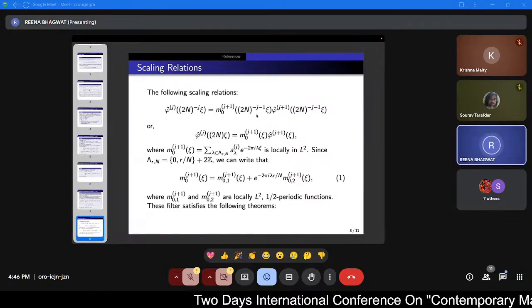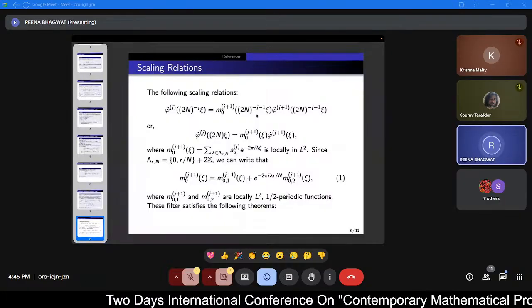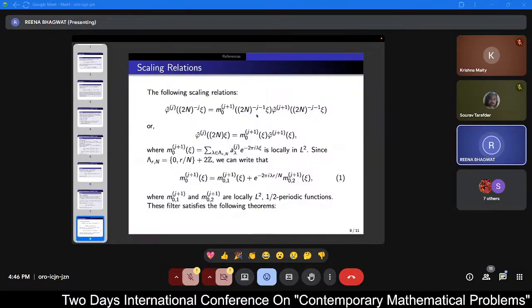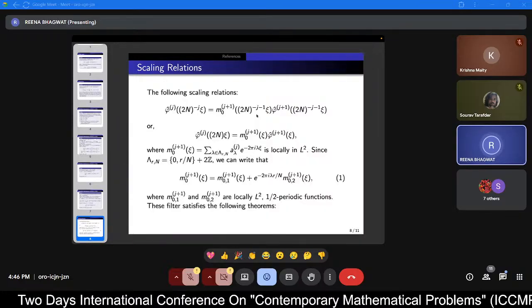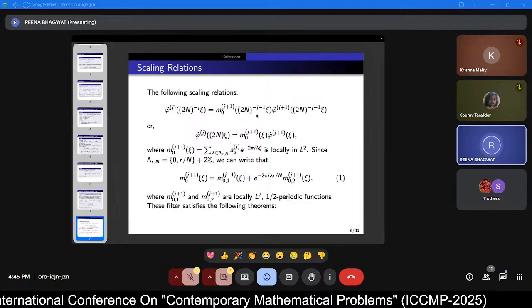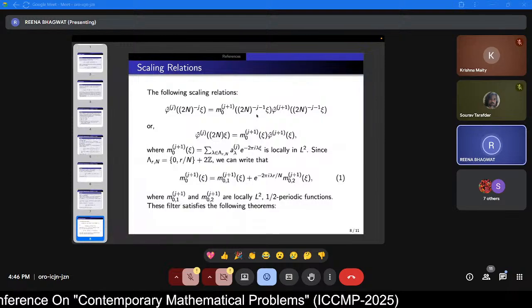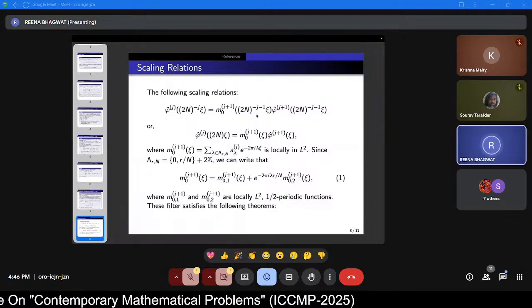Since this is a spectral pair, we can write our filters in this form: m naught j plus 1 equals m naught 0 1 plus exponential to the power this, where m naught 0 1 and 0 2 are locally L2 half periodic functions. These filters satisfy the following conditions.